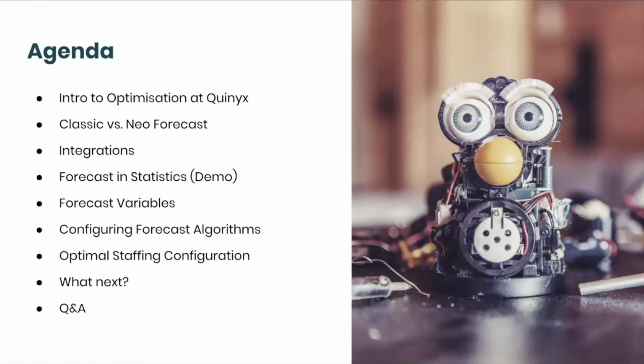We'll then get into a bit of the configuration side, so how you set up variables in Neo, how you can then set up your algorithms, how we then configure staffing, optimal staffing. And if you are familiar with classic forecasting, that is much like when we were configuring rules for creation of shifts, so setting your optimal staffing levels. Then just a quick overview after you've had a chance to digest that, what steps to take next.